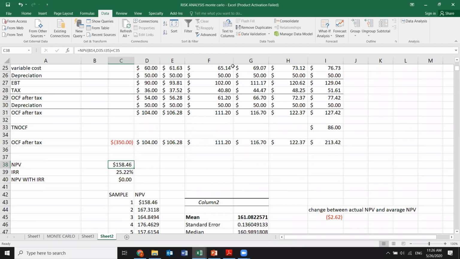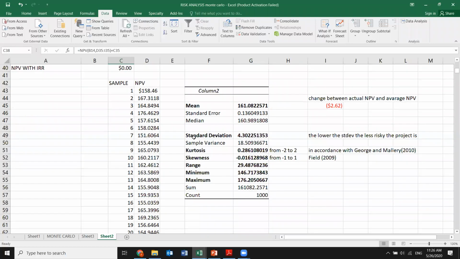Do you have any questions? Sorry, can you explain again about standard error? Standard deviation, yeah? What about standard error? What does it mean? Where is standard error? Okay, we don't need, no.